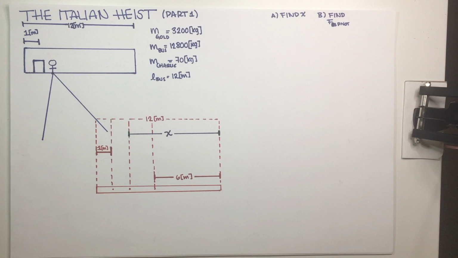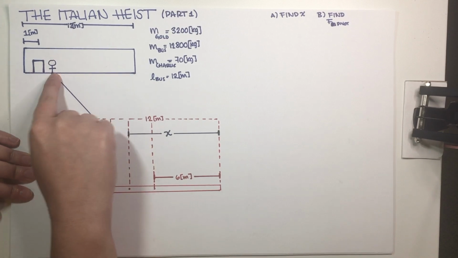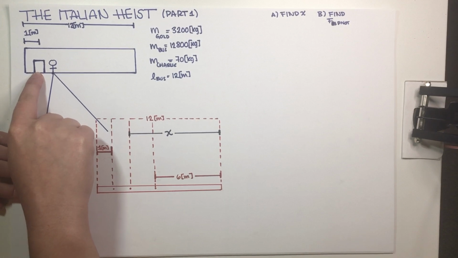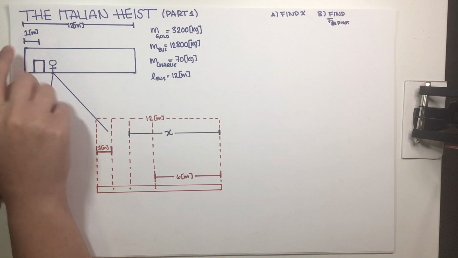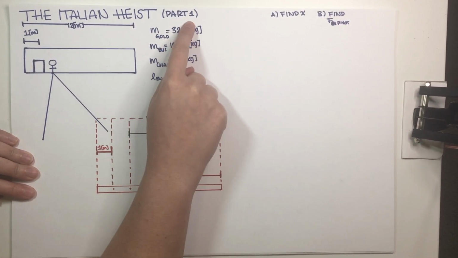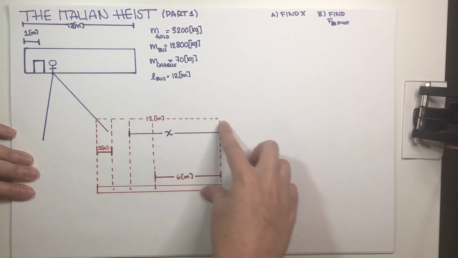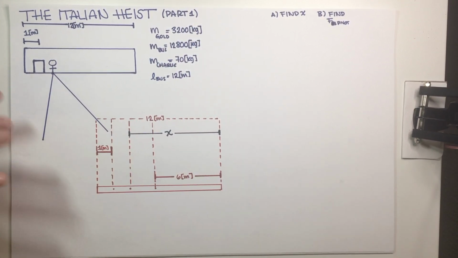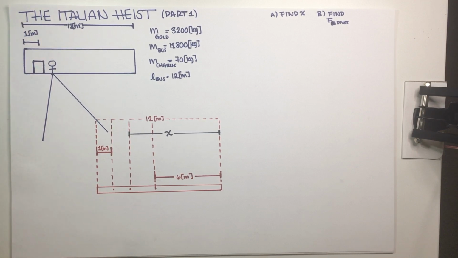As you can see, I have everything written down here in my notes. I have the little drawing. This is Charlie. This will be the gold. The gold is 1 meter away from the back of the bus, and the entire bus is 12 meters. I copied the masses of the gold, the bus, and Charlie over here. And I also did a little bit of an extra drawing that should be self-explanatory in just a second. So let's go ahead and start this problem.